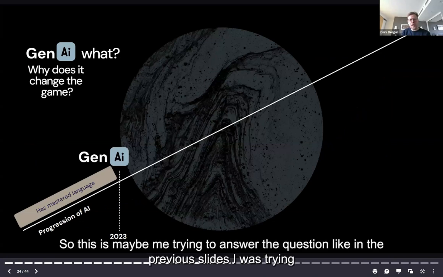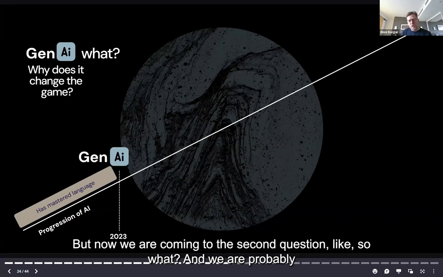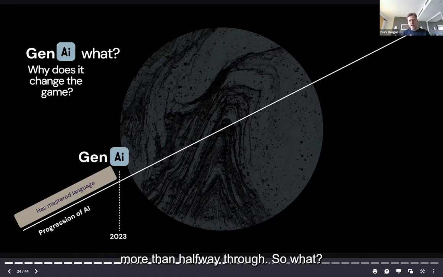So in the previous slides, I was trying to answer the question, what is this technology? But now we are coming to the second question: so what? And we are probably more than halfway through. So what? Why does it matter? Why does this progress matter? Why does this technology change the game?